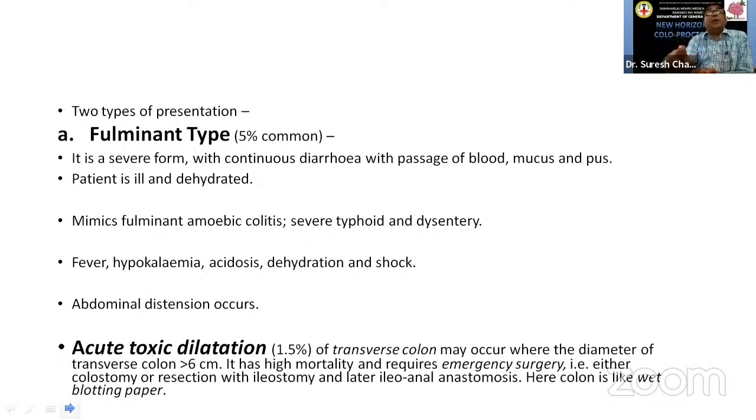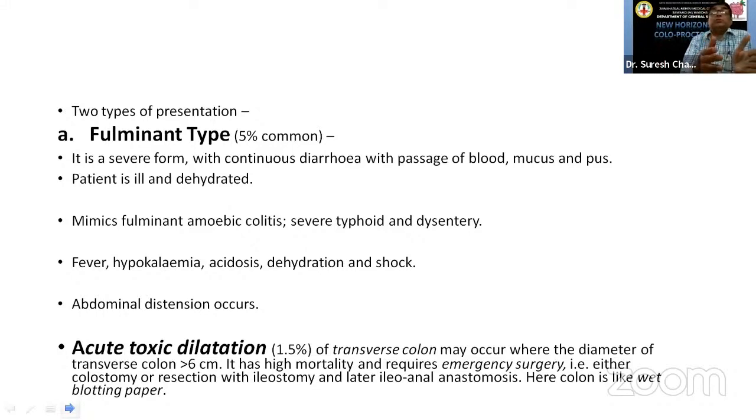Fever, hypokalemia, acidosis, dehydration, and shock. These are the symptoms you can have serially, and sometimes the patient lands up in death. Abdominal distension occurs when there is an acute dilatation of the colon, especially the transverse colon.